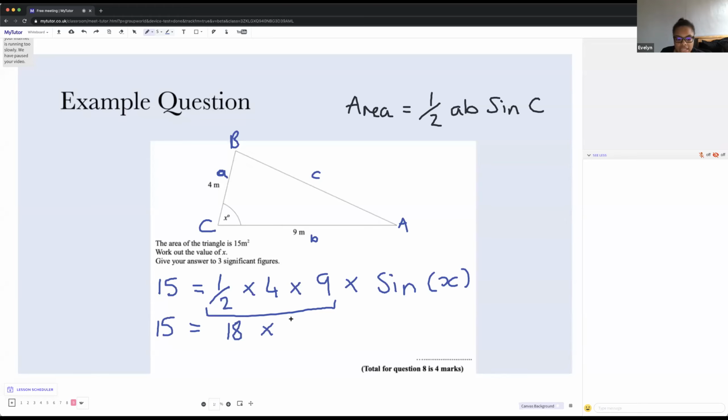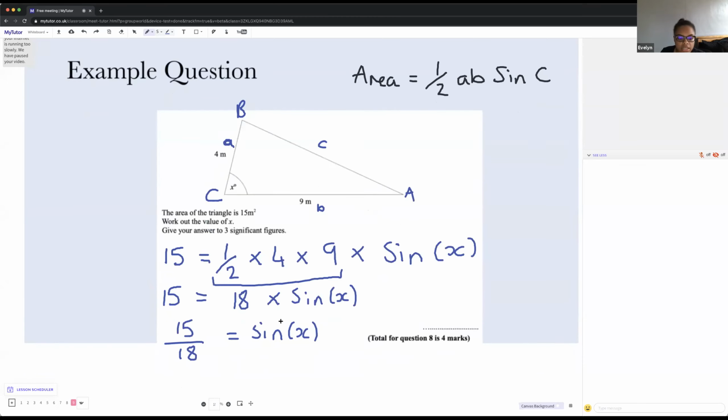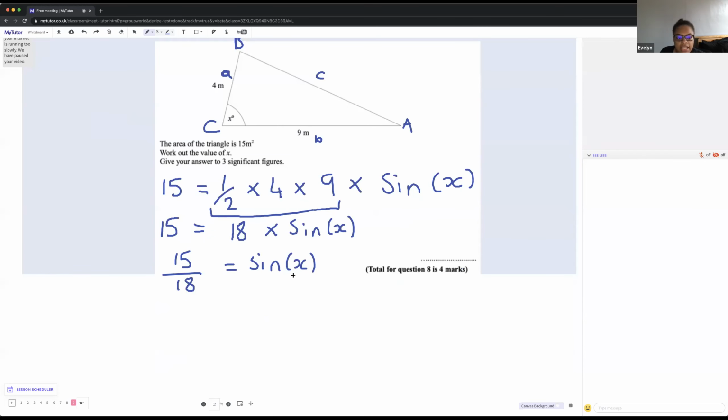So we've got 18 multiplied by sine x. Now remember, we want to get x by itself, so really we should get rid of that 18 first. So 15 over 18 equals sine of x, because when you're rearranging, if you're multiplying by 18, you need to divide by 18 on both sides. And we've still got our sine of x. So to work out what x is going to be, you need to do the inverse of sine on both sides.